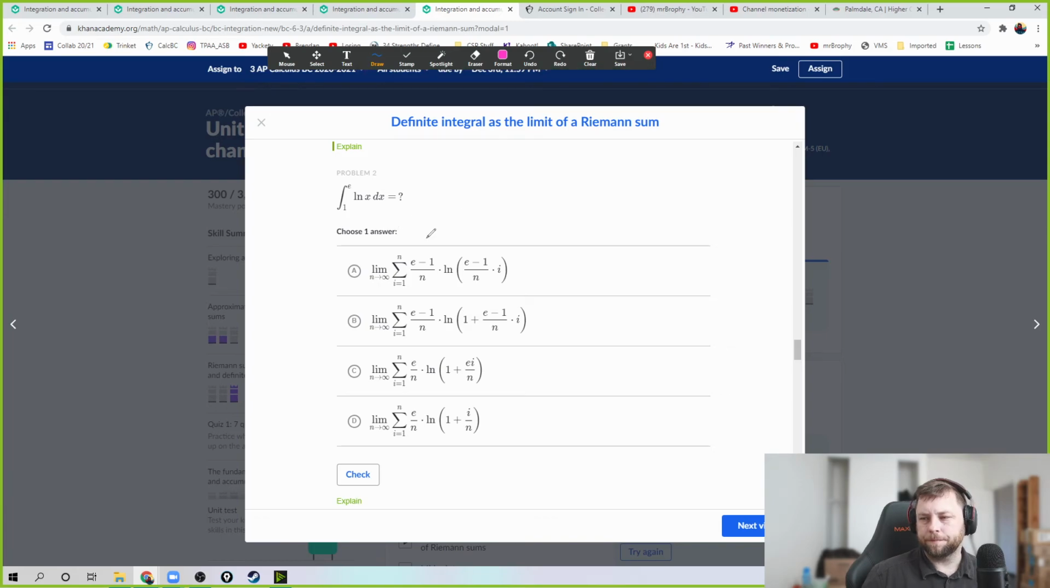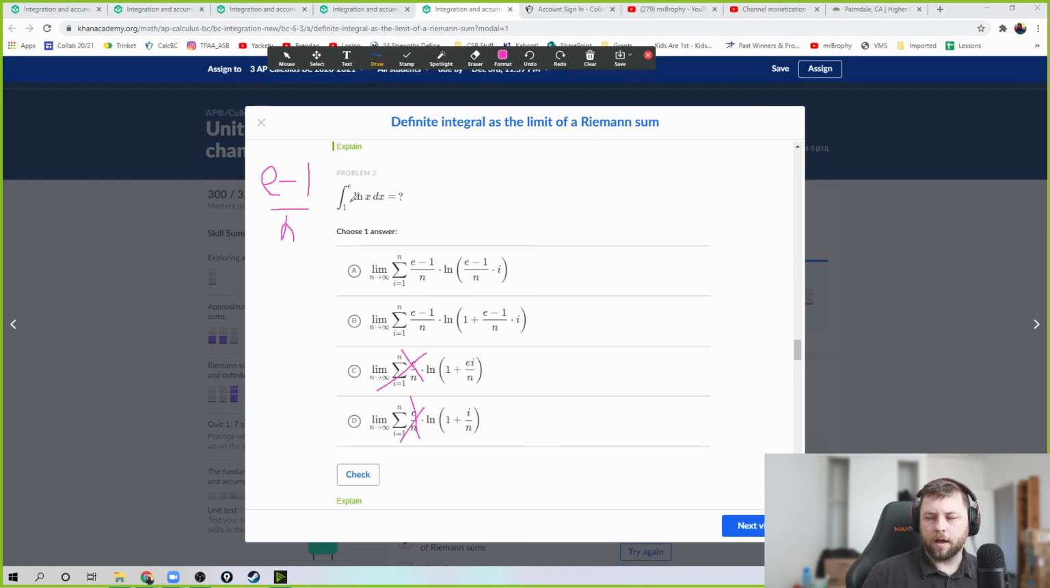Let's try this one. All right. So I'm going from 1 to e. So I know my length is e minus 1. Since it's irrational numbers with e, I'm just going to say e minus 1. So I'm looking for an e minus 1 over n. Nope. Nope.